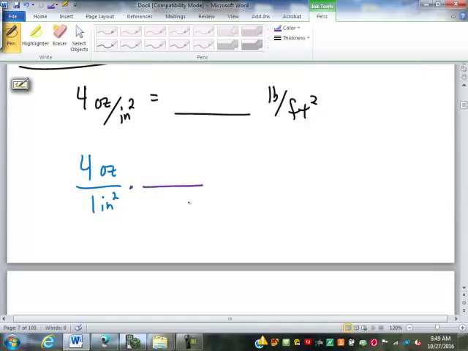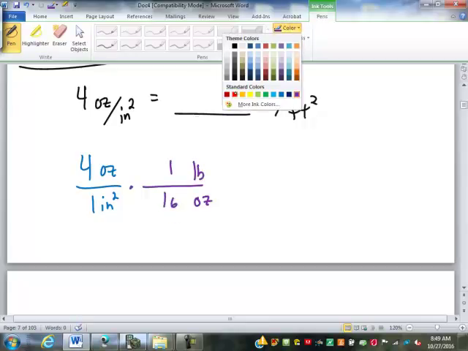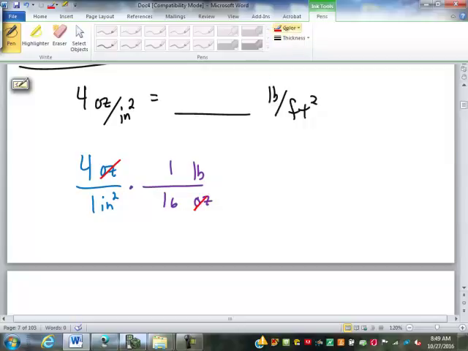So I've got to change both, so it doesn't matter which one I do first. I'll do the ounces first, going into pounds. 1 pound is 16 ounces. So I've got rid of the ounces. For square inches, I'm going to have to put square inches on top to cancel out, going to square feet. The relationship there is 1 square foot is 12 by 12, or 144.